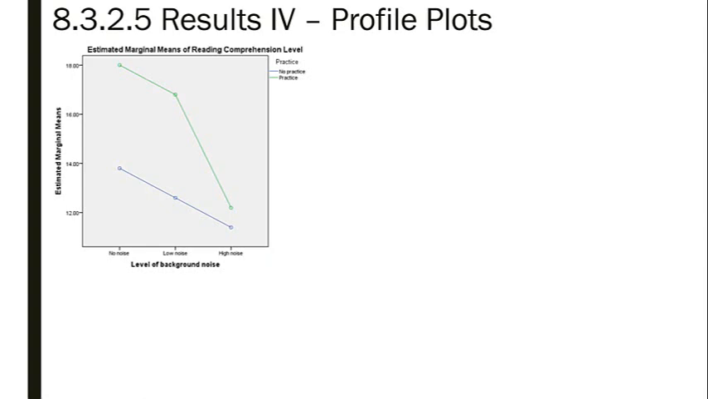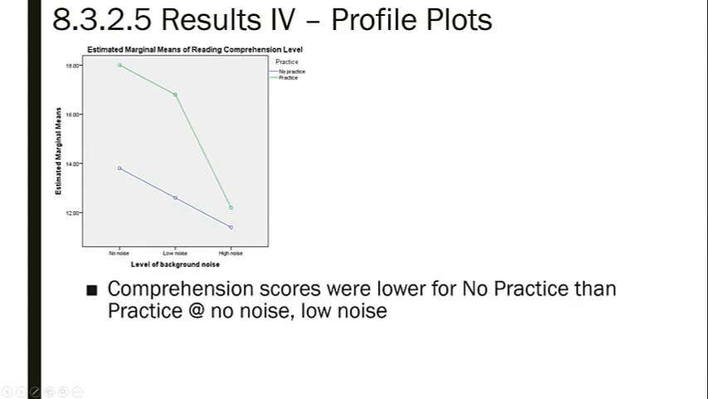But when I look at this profile plot that plots level of background noise on the x-axis and practice or no practice as separate lines, what I see is that comprehension scores were lower for no practice than they were for practice, and that difference was there basically at the no noise and low noise levels, and seems to be not so much there at the high noise level.